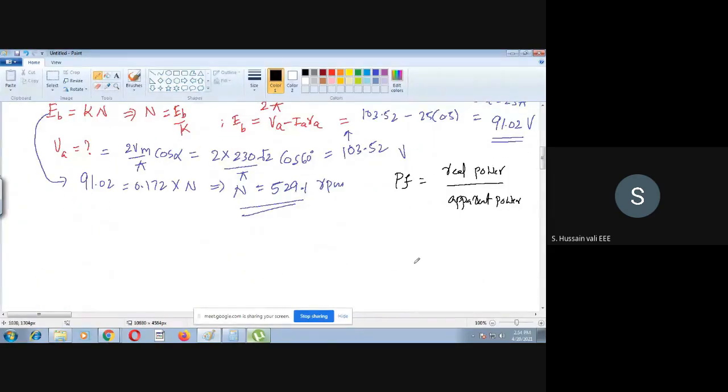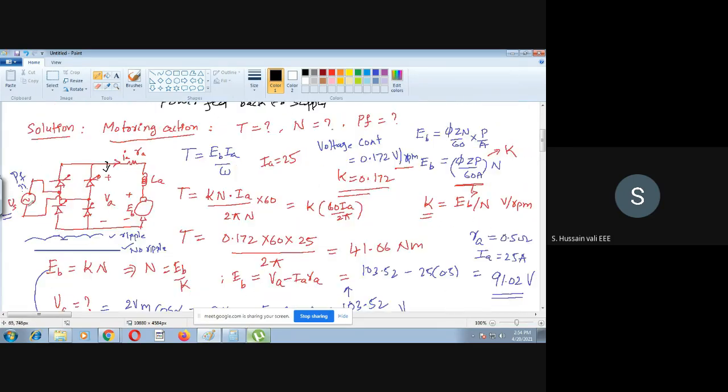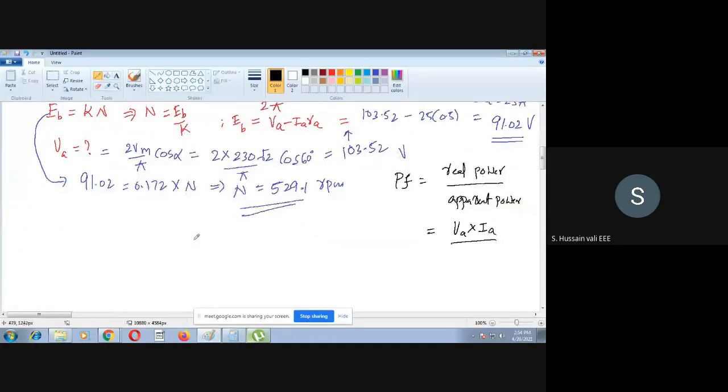So the real power here is nothing but the output of your converter, which is DC. The output voltage is VA and the output current is IA. This you will find out, divided by the apparent power. What is the apparent power here? Apparent power is the supply VRMS into IRMS at the supply side, that is VS into IS, both RMS values. If you do this division, then you will get the power factor.